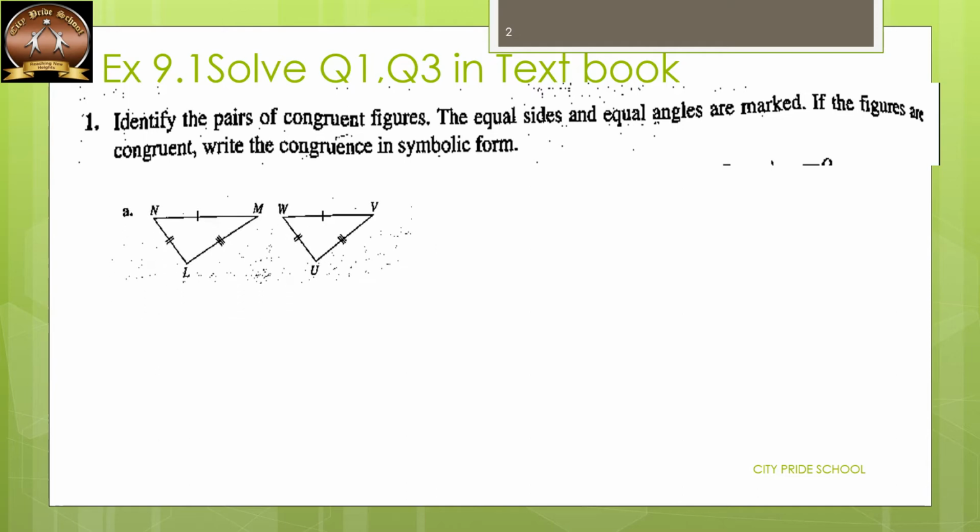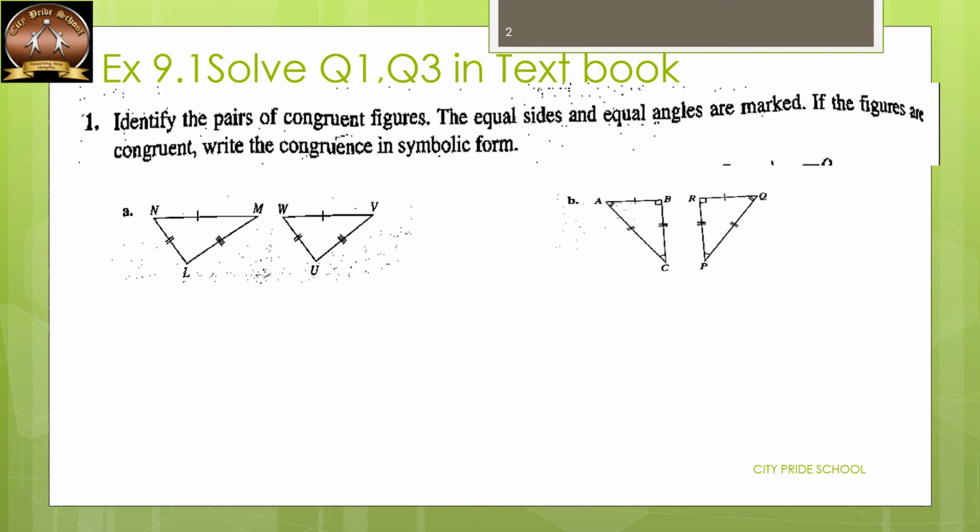Let us take question number A. Here you can see there are two triangles. It is given that side LM is congruent to UV, side ML is equal to VU, and side NM is equal to WV. See, these two triangles are of the same shape and size. So, I can say that these two triangles are congruent.